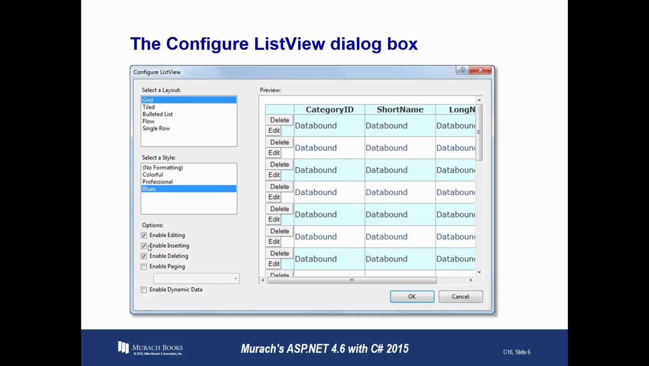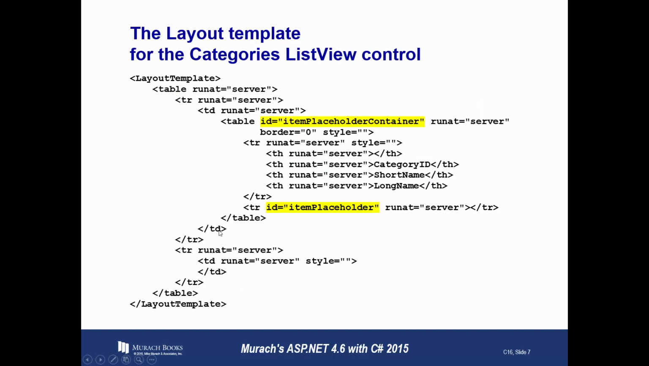If you enable deleting, a delete button is added. If you enable inserting, the InsertItemPosition property is set to the bottom, as we saw. And if you enable paging, a data pager control is going to be added. So again, the item template that's generated depends on what you've checked.